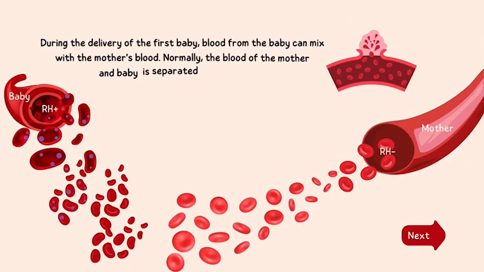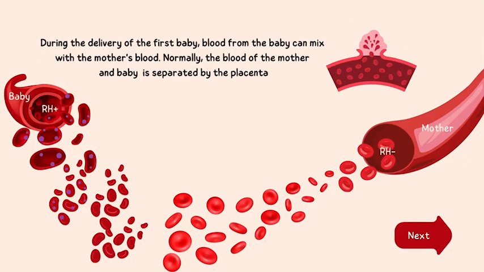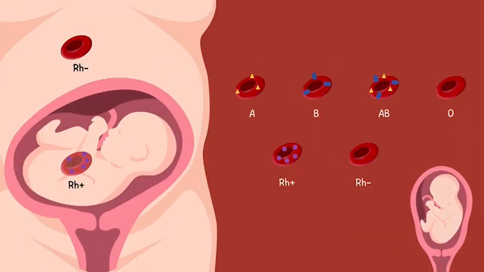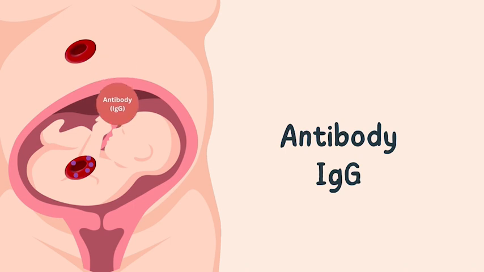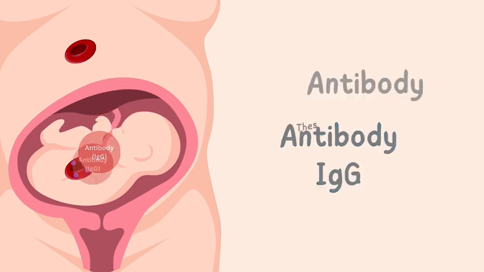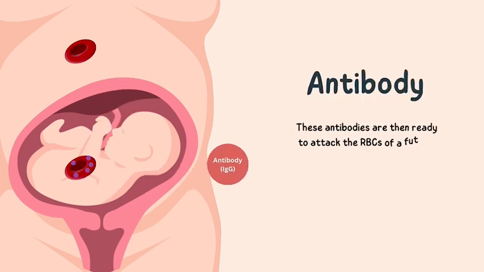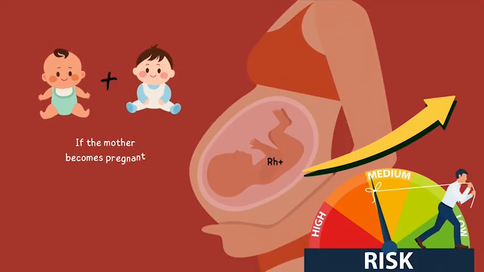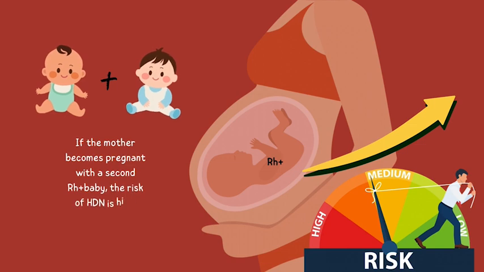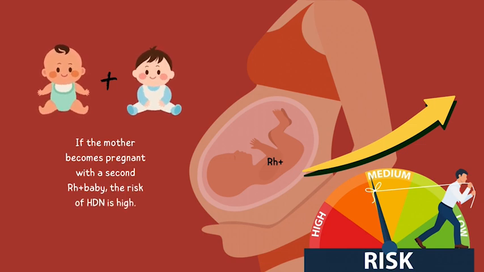During the delivery of the first baby, blood from the baby can mix with the mother's blood. Normally, the blood of the mother and baby is separated by the placenta, but if the baby's blood mixes with the mother's, the mother's immune system recognizes the baby's blood as foreign and begins to produce antibodies in the form of IgG. These antibodies are then ready to attack the red blood cells of a future Rh positive baby. If the mother becomes pregnant with a second Rh positive baby, the risk of HDN is high.